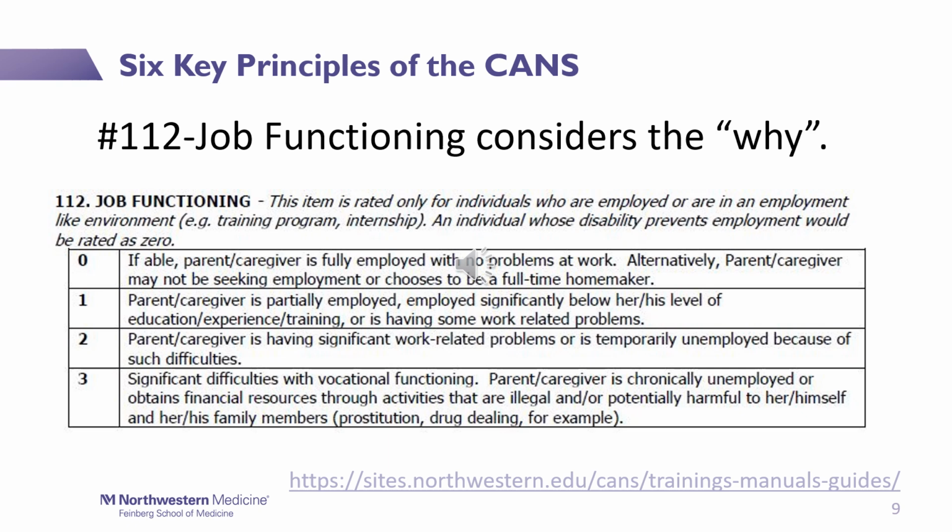If we jump down to the actionable levels of this item, we see that it says a parent or caregiver is having significant work-related problems or is temporarily unemployed because of such difficulties. And a 3, significant difficulties with vocational functioning. Parent or caregiver is chronically unemployed or obtains financial resources through activities that are illegal and or potentially harmful to themselves and their family members.